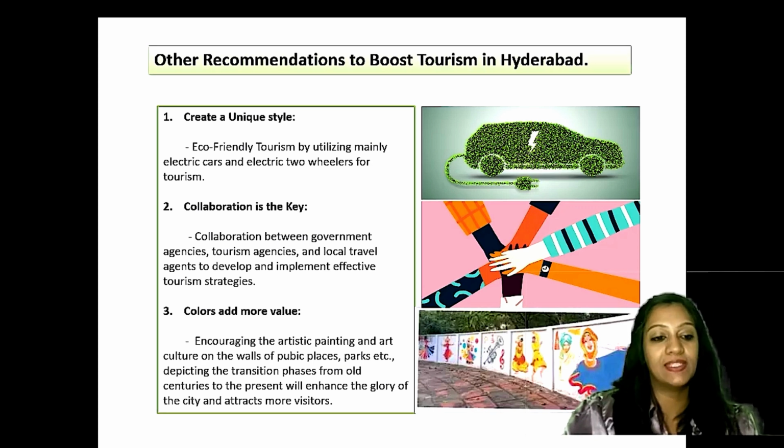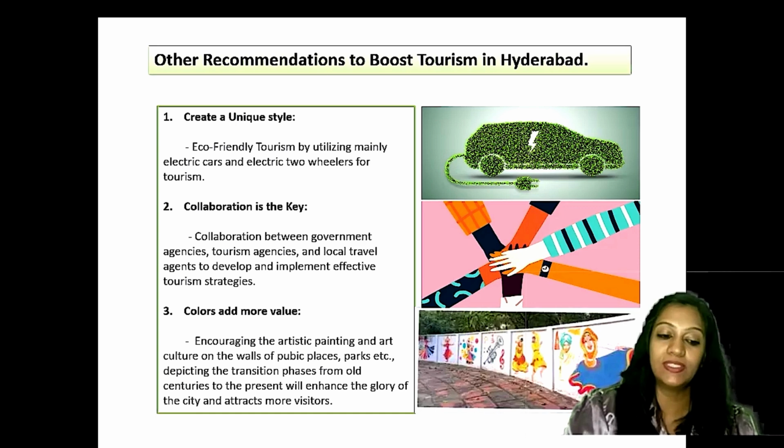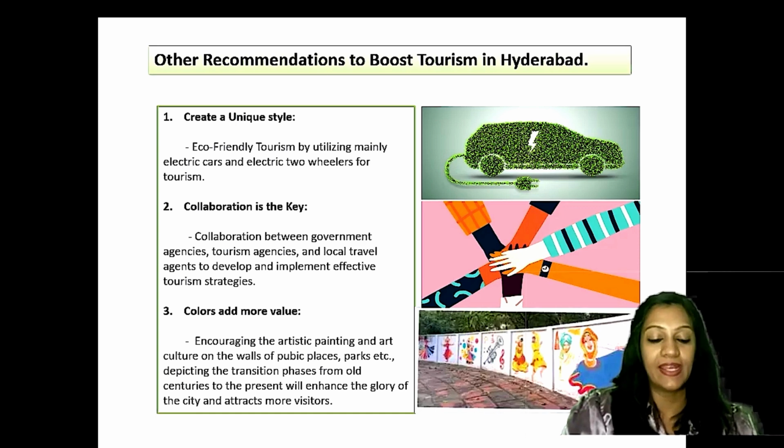Eco-friendly tourism by utilizing mainly electric cars and electric two-wheelers for tourism. Collaboration is the key. Collaboration between government agencies, tourism agencies, and local travel agents to develop and implement effective tourism strategies is the best key. Color adds more value. Encouraging artistic paintings and art culture on the walls of public places, parks, etc., depicting the transition from old centuries to the present, will enhance the glory of the city and attract more visitors.